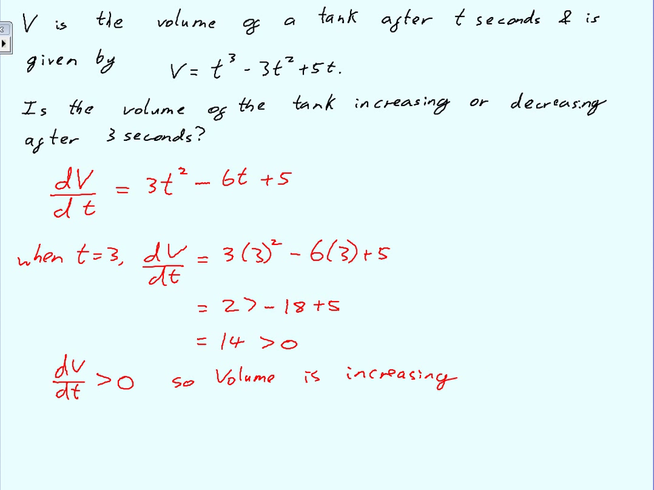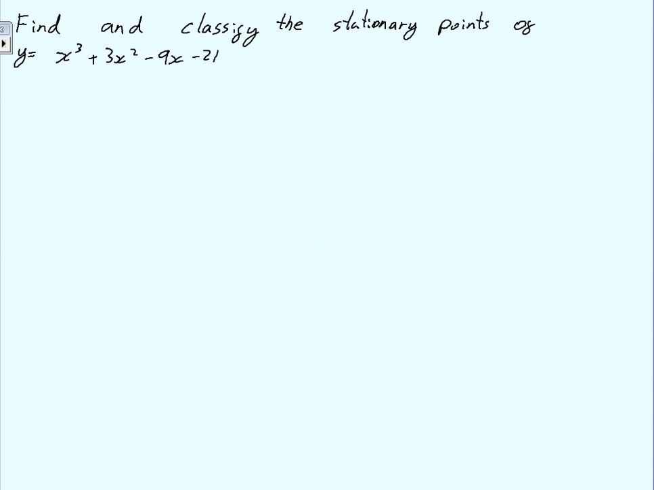Let's have a look then, extend this a little bit further into questions involving the second derivative. So we're asked to find and classify the stationary points of y equals x cubed plus 3x squared minus 9x minus 21. Now, can we remember when stationary points occur? Stationary points occur when dy by dx equals 0. So when the gradient is 0, that's why we call them stationary points.